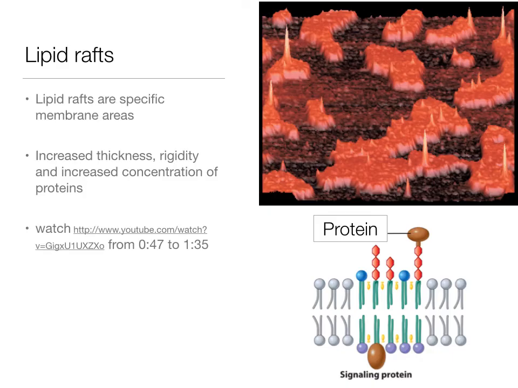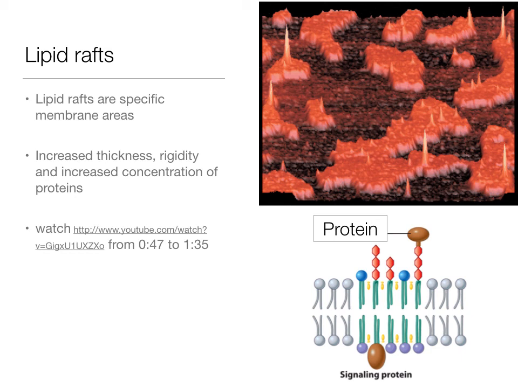Now, more specifically to the plasma membrane, or lipid rafts. So, lipid rafts are specific areas of the membrane where you have more proteins, where you have an increased thickness and rigidity, so that you increase the potential of interactions with the extracellular environment. So on the top picture here, you can see the lipid rafts in red, and they are in a membrane that is shown as the darker spots. In fact, all the black reddish is the plasma membrane, and the rafts are the bright red structures.